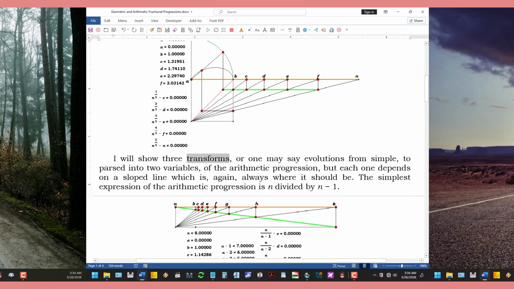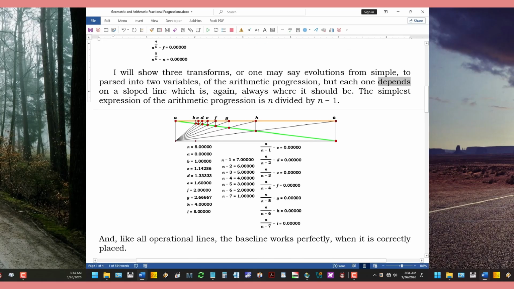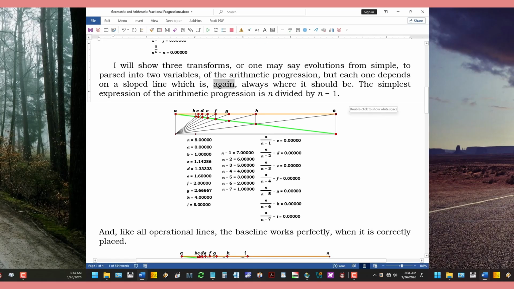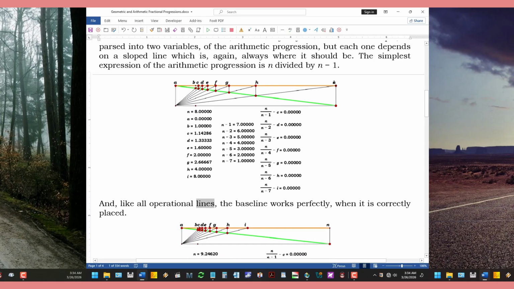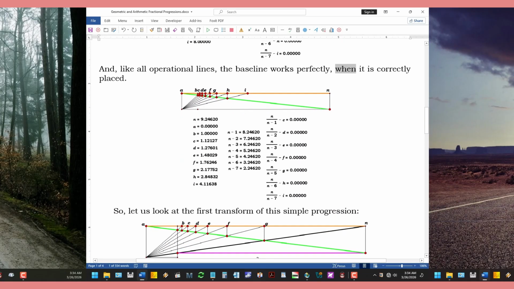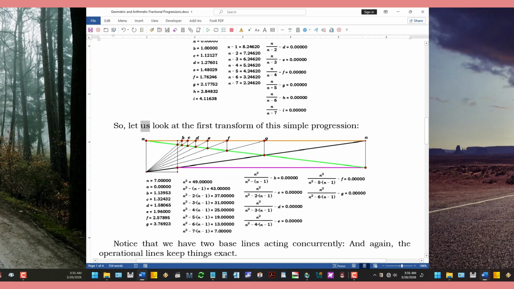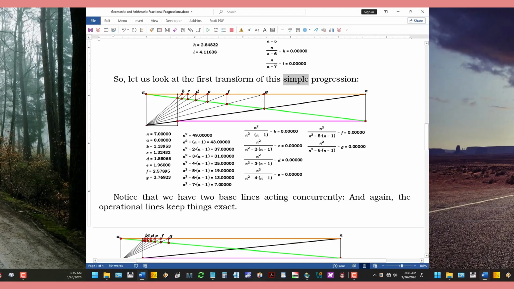I will show three transforms, or one may say evolutions from simple to parsed into two variables, of the arithmetic progression, but each one depends on a sloped line which is, again, always where it should be. The simplest expression of the arithmetic progression is n divided by n-1. And, like all operational lines, the baseline works perfectly when it is correctly placed. So, let us look at the first transform of this simple progression.